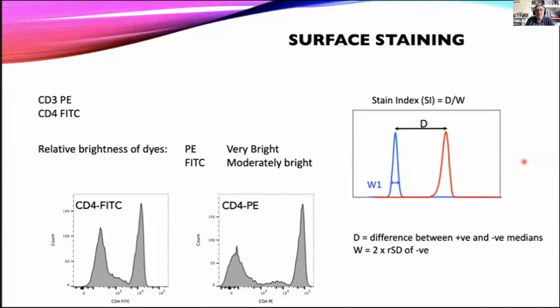And this helps us a lot when we're designing multicolor experiments, because if we're looking for weakly expressed markers, we're likely to use the brighter dyes for us to be able to see them.